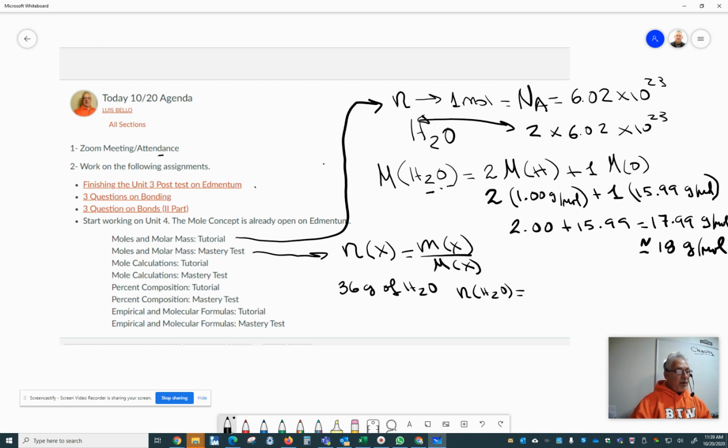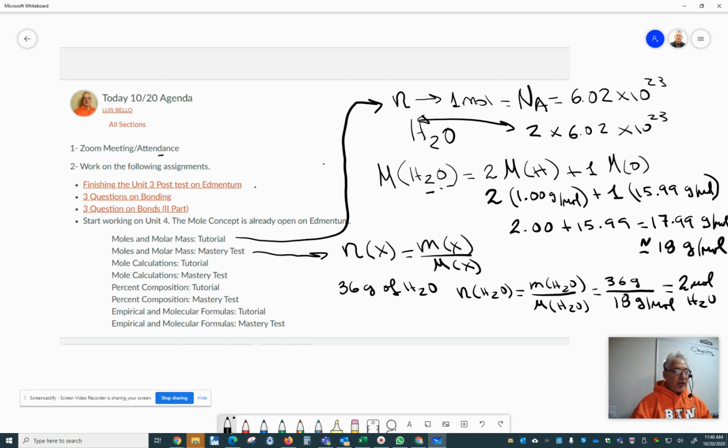It will be equal to the mass of water over the molar mass of water. That will be equal to 36 gram, which is the mass of the water, over 18. I'm using the rounded value for the molar mass. If I do my calculation right, 18 goes into 36 two times, because multiplying by 2 will give me 36. So I have 2 mole of water.